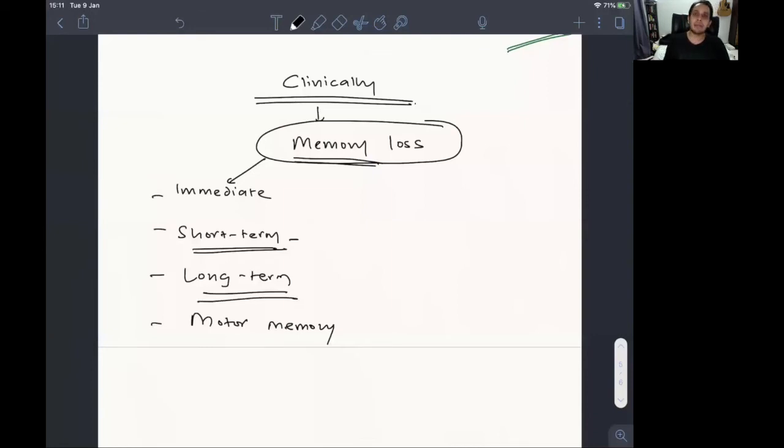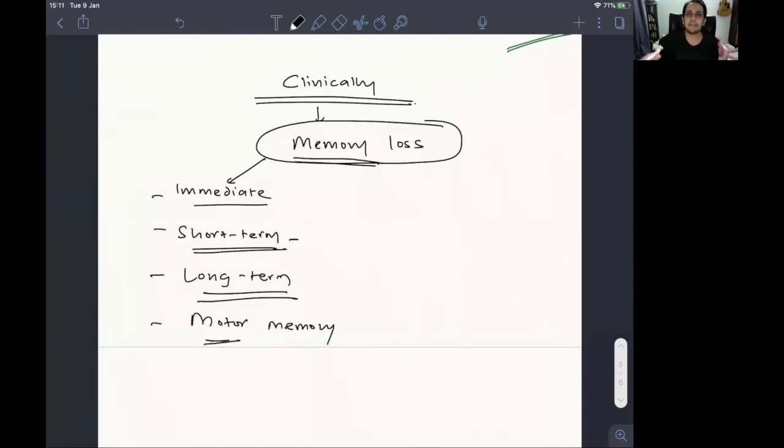What is long-term memory? Long-term memory is your remote memories. Where did you go to school? What were your childhood friends' names? What is your birthday? So these are all long-term memories. And what is motor memory? Things that you learn to physically do. For example, cycling, swimming, how to open a lock. All of these are motor skills that once you learn, you should remember. So these are all motor memories. So these are different types of memories.